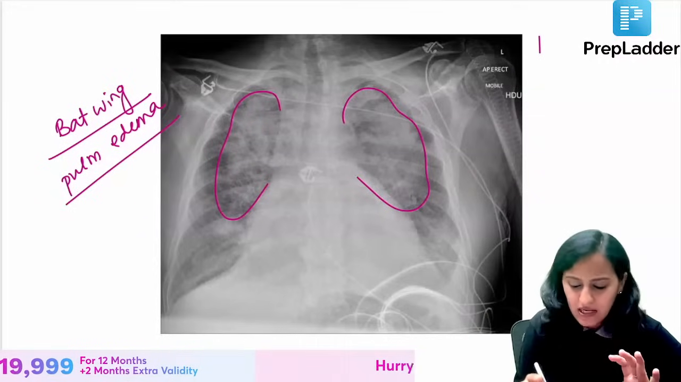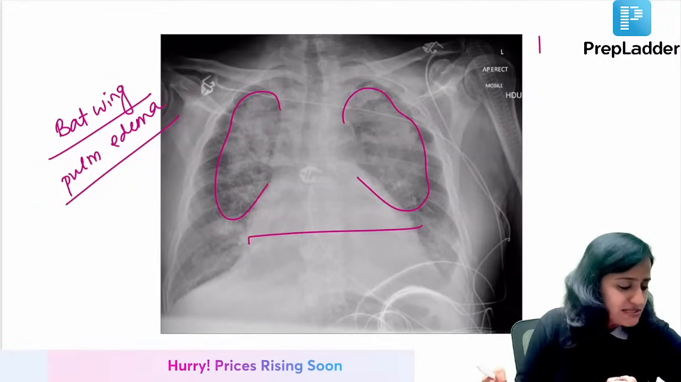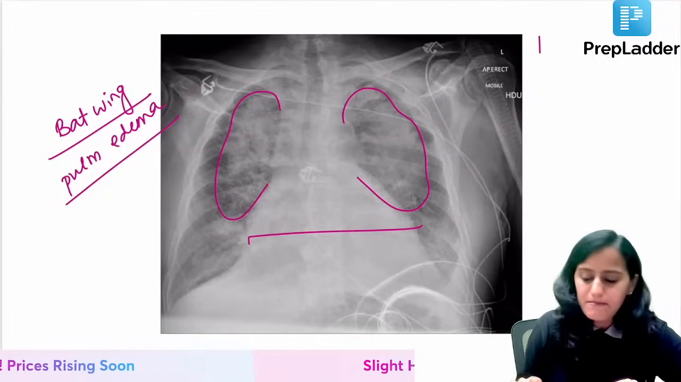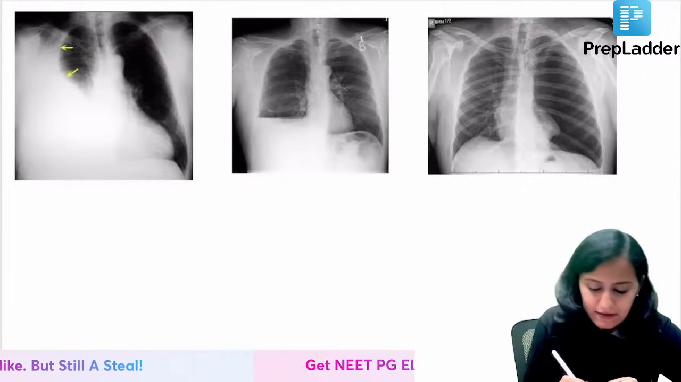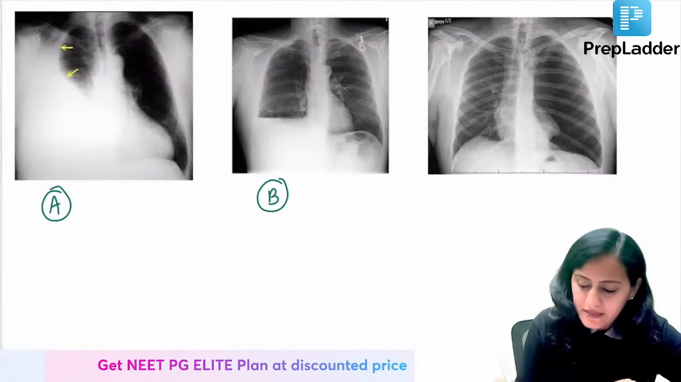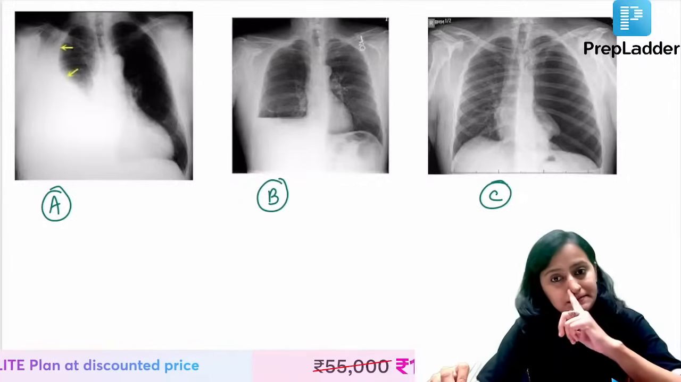Bilateral symmetrical होगा, cardiomegaly दिख रही है, telling you it is cardiogenic pulmonary edema. Okay, bat wing appearance. Next one, very, very important, the three pleural pathologies. A, B, C. What are you seeing here?